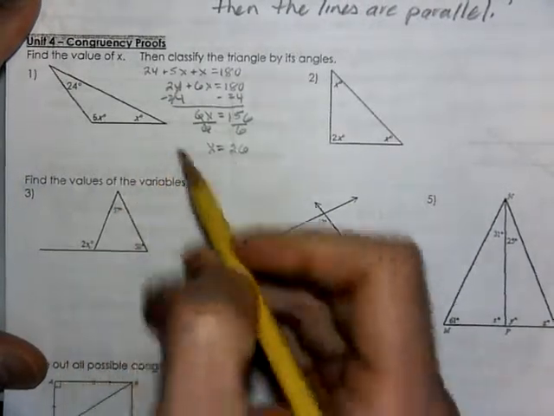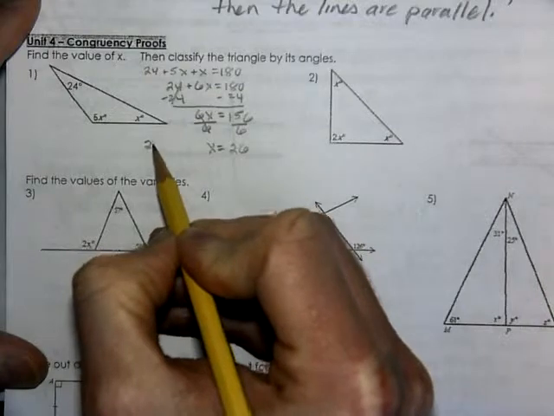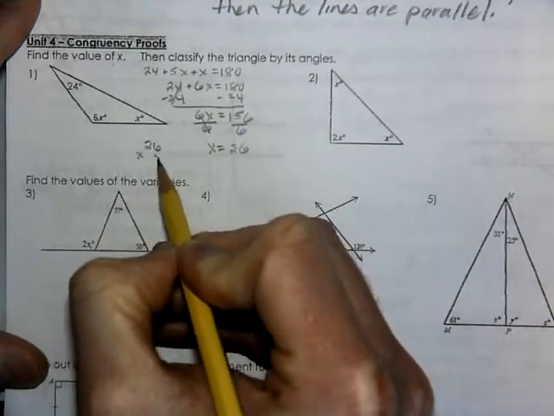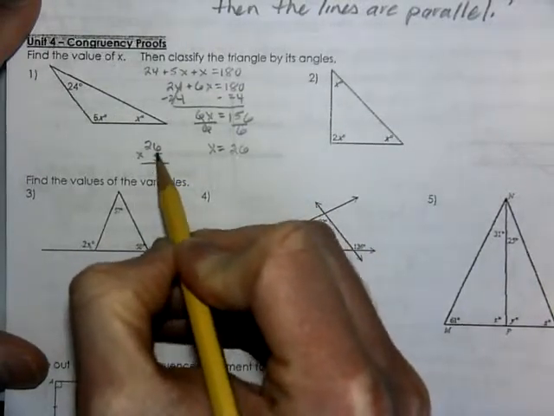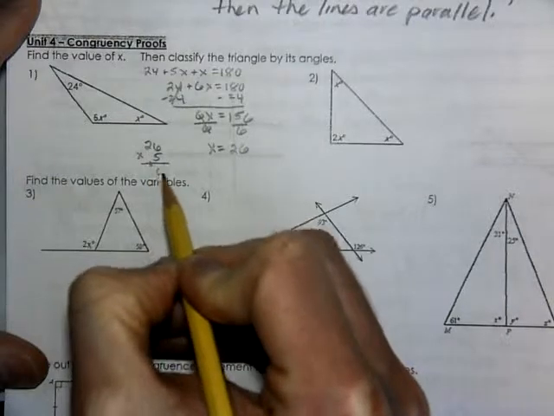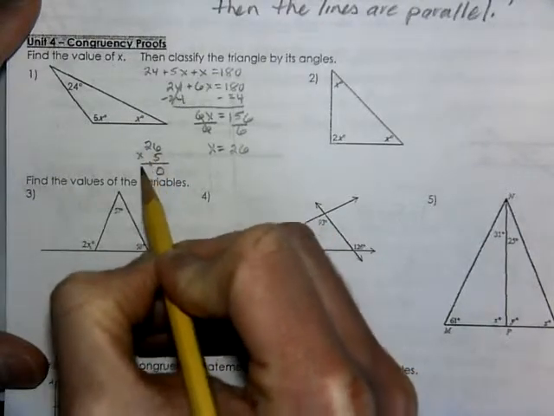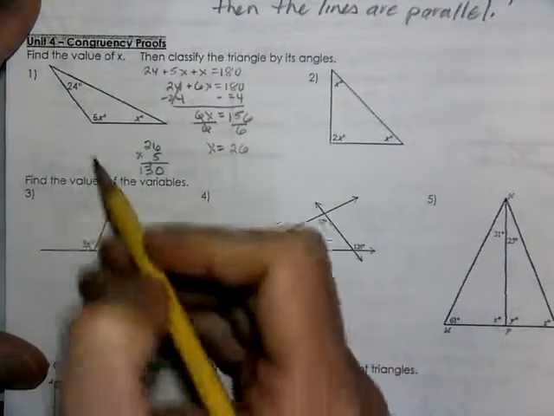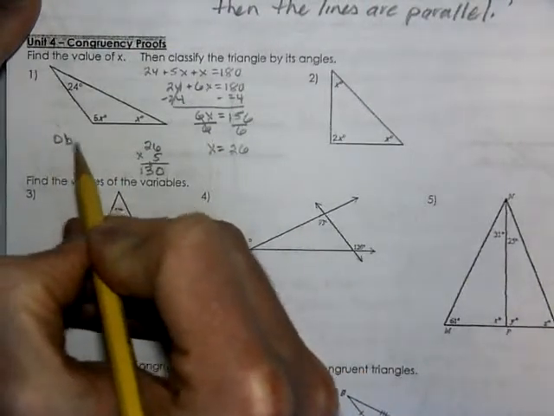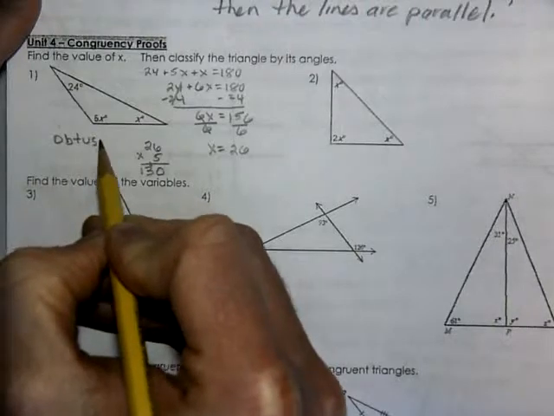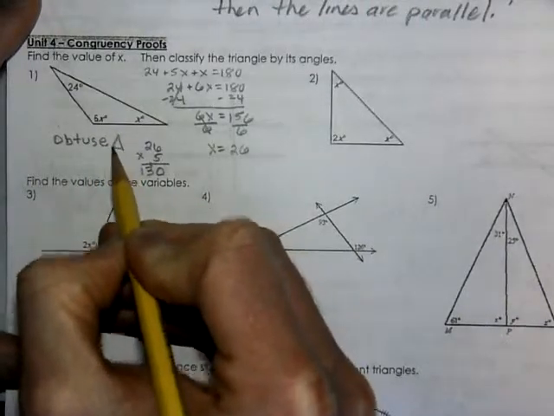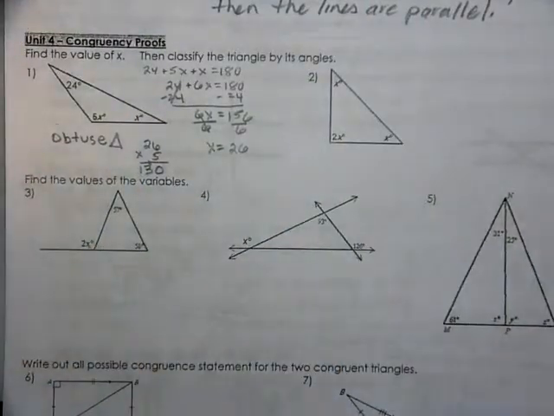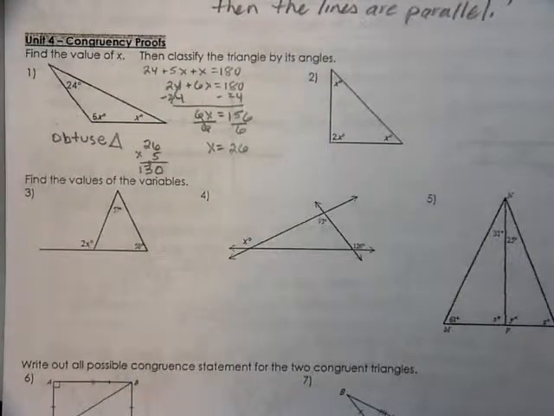Now, what is 5 times 26? 5 times 6 is 30. 10 and 3 is 130. So this is 130 degrees. So it's called an obtuse triangle because one of its angles is greater than 180 degrees. I'm sorry, greater than 90 degrees.